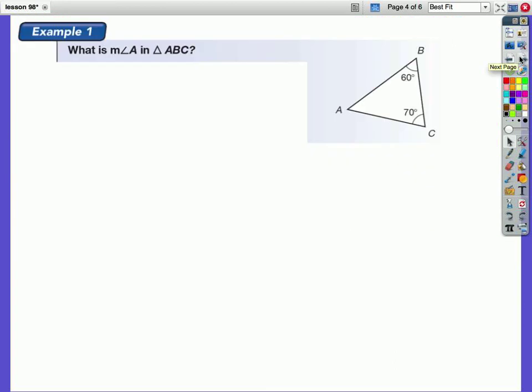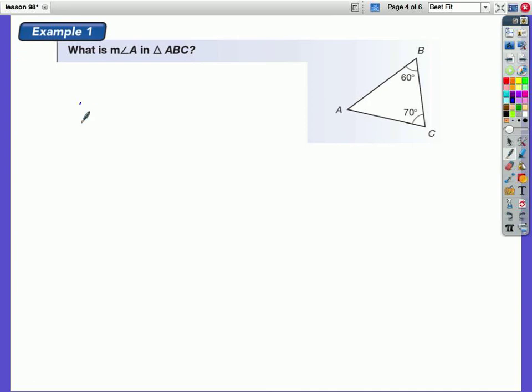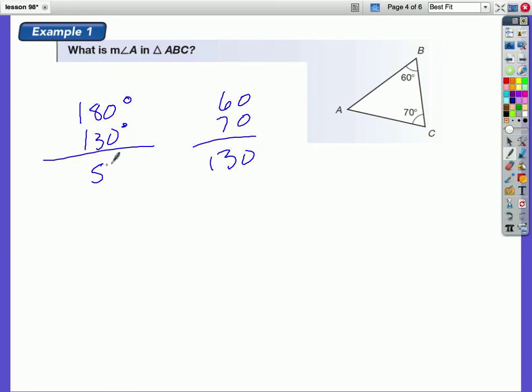So I want to know what's the measure of angle A in triangle ABC. So remember, in a triangle, we add up to 180 degrees. And if I want to know angle A, I need to subtract the sum of angles B and C from that 180 degrees. So I take angle B plus angle C, I get 130. And then if I do my subtraction, I should get that angle A is equal to 50 degrees. If I want to check, 50 plus 60 is 110 degrees, plus 70, 180 degrees, works out perfect.